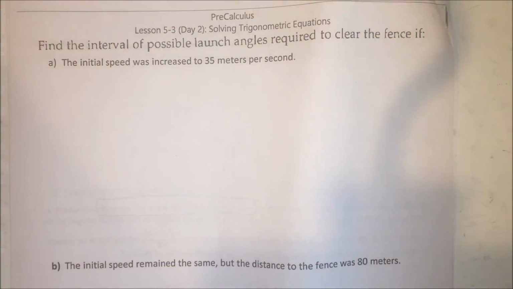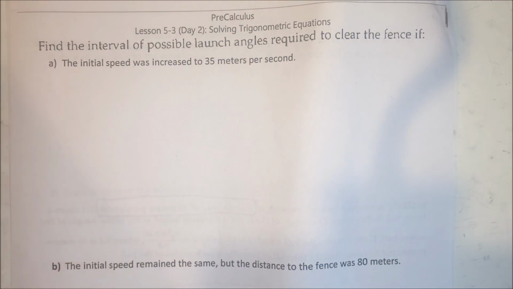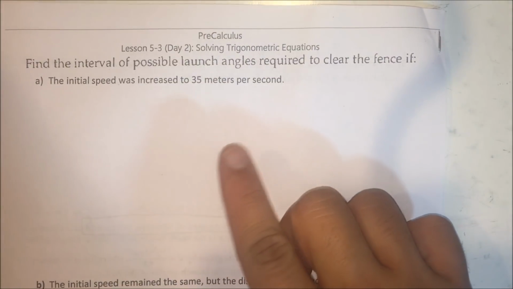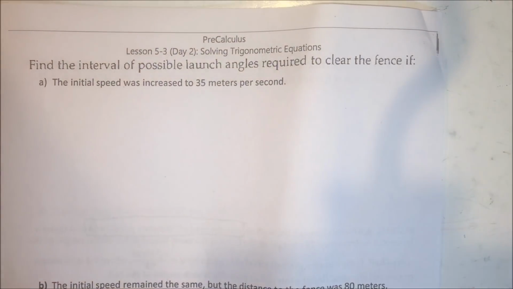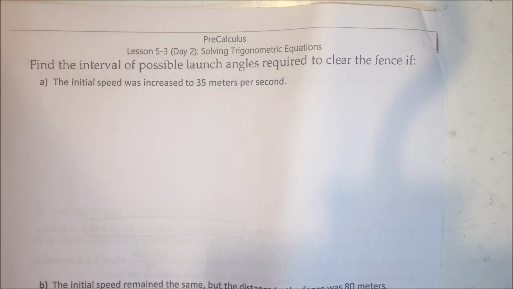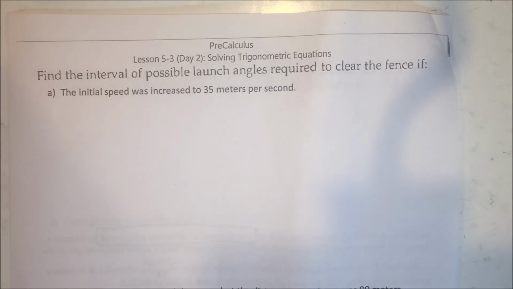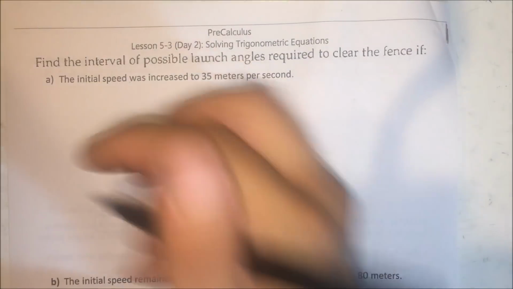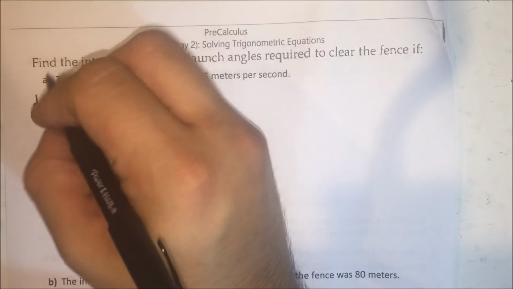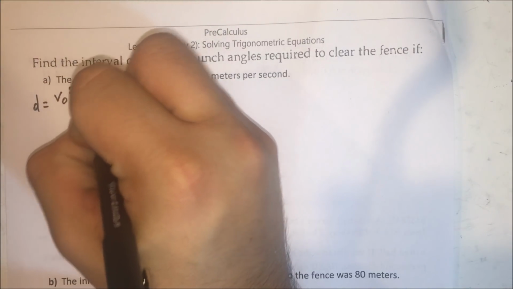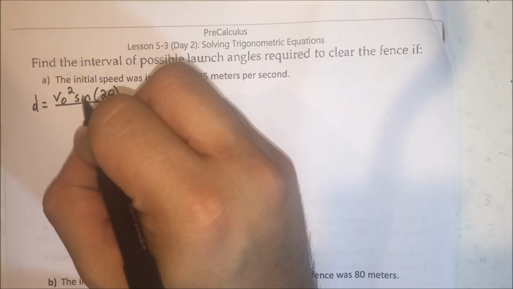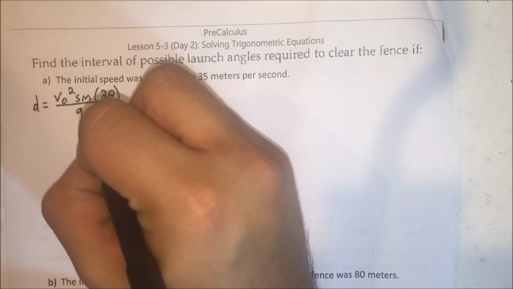Okay, so let's go ahead and turn to the next page and look at this problem. This one says, find the interval of possible launch angles required to clear the fence if the initial speed was increased to 35 meters per second. So all we're doing here is almost the exact same problem, except we're just changing one number, which is the initial speed. I would highly recommend rewriting the formula from the other page here so that we don't have to keep going back and forth to reference it. And of course that was d is equal to the initial speed squared times sine of 2 theta over 9.8.